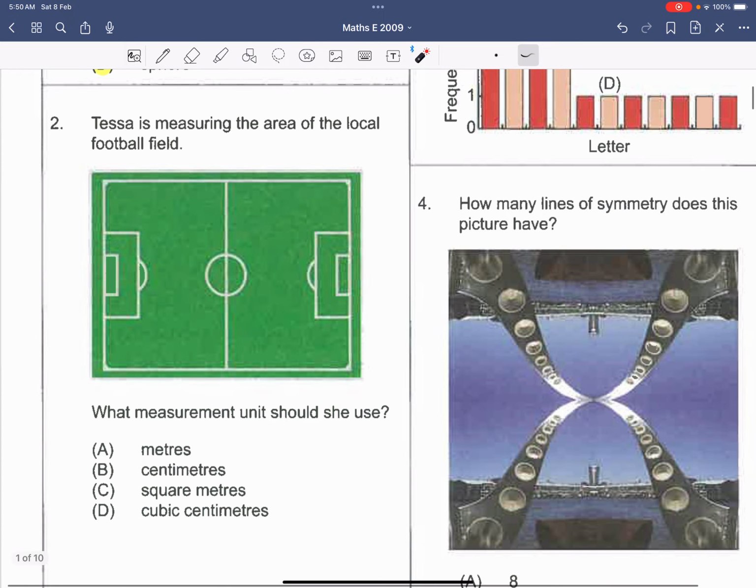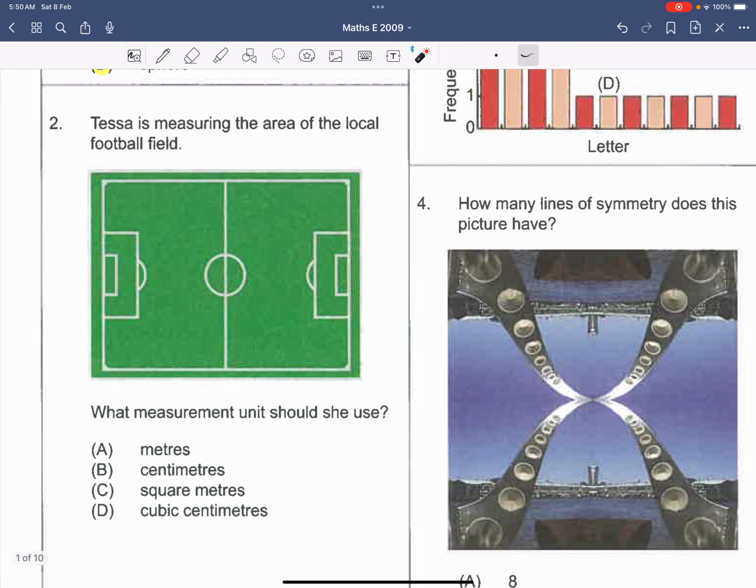All right, question 2. Tessa is measuring the area of a local football field. What measurement unit should she use? Okay, so you'll notice that we have related answers. We have meters and square meters, and we have centimeters and cubic centimeters.